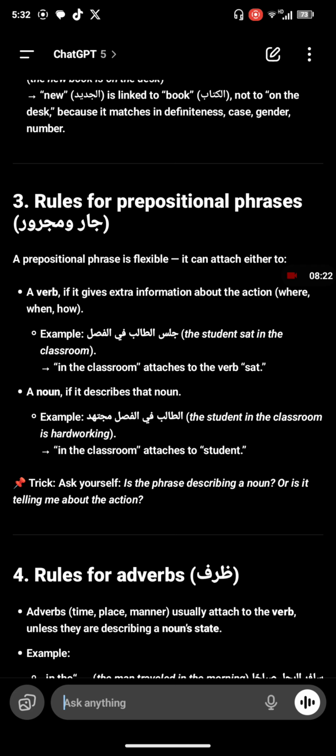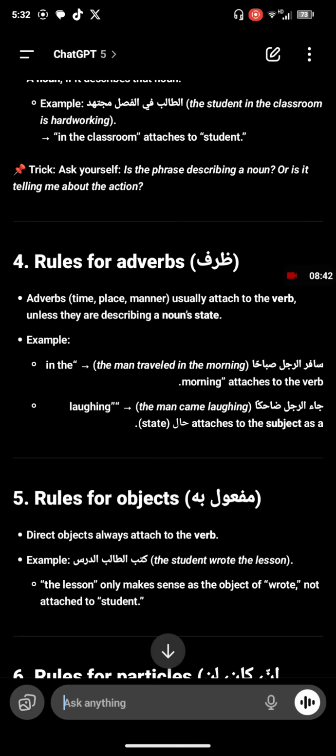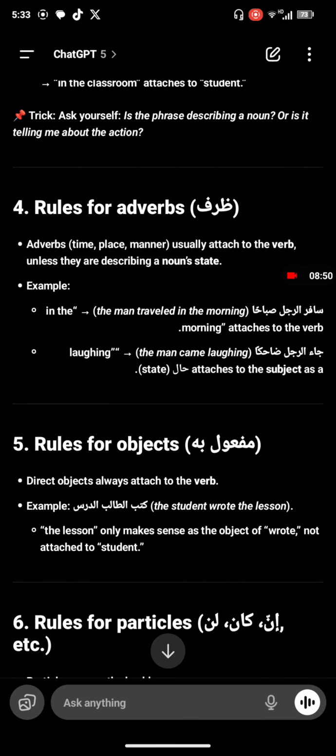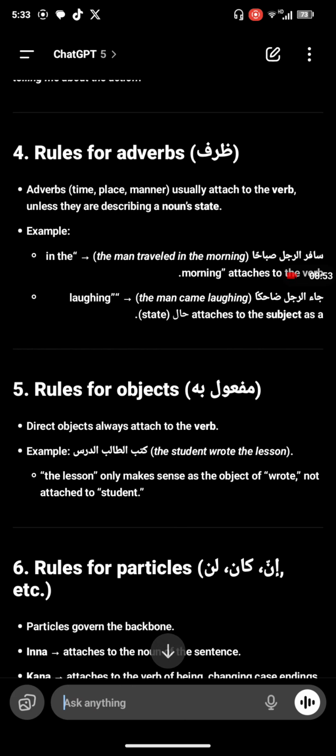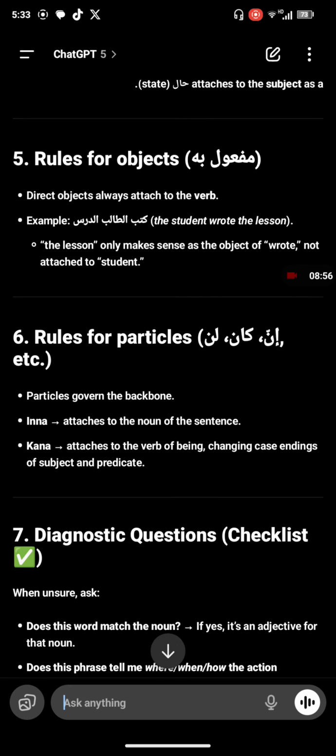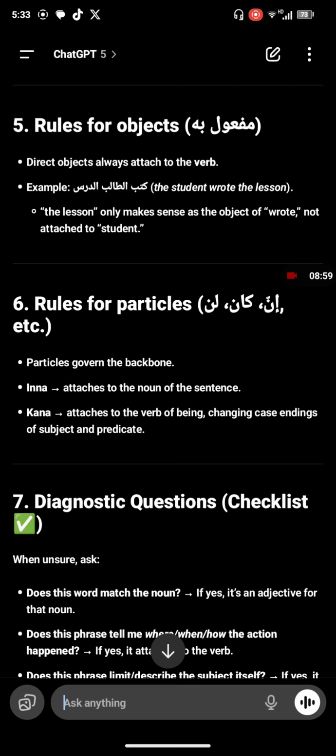So it says طلب في الفصل مجتهدا, right? Mujtahida is not a part of the prepositional phrase. It's a word on its own, more than likely. And it's either an adjective or a noun or an adverb, right? Hardworking, laughing, traveling in. So that's more vocabulary based. But the last word in the sentence is more than likely going to be by itself something else, not a part of the prepositional phrase.